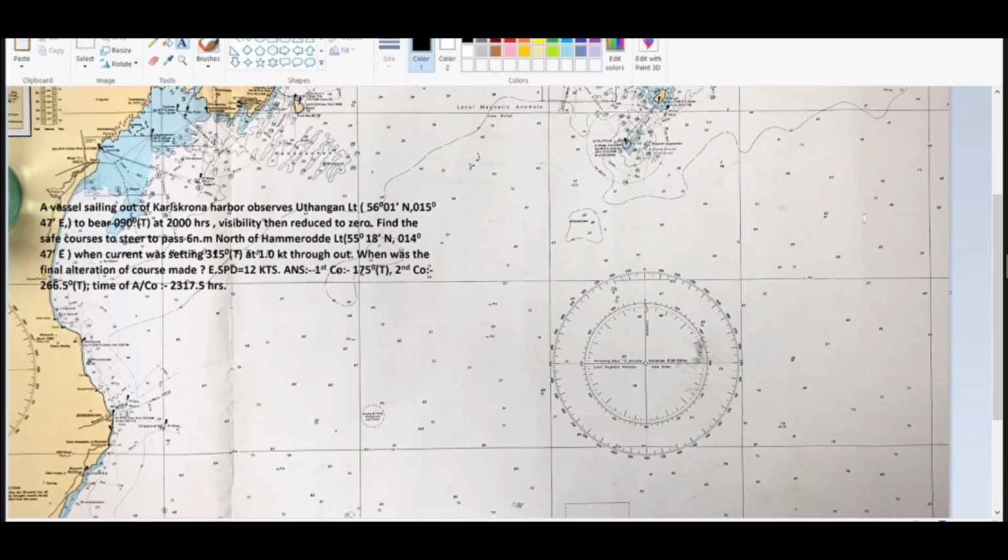2000 hours. Visibility then reduced to 0. Find the safe courses. This is a very important line. Find the safe courses to steer to pass 6 miles north of Hammerod Light when the current was setting 315 degrees at 1 knot throughout. When was the final alteration of course made?